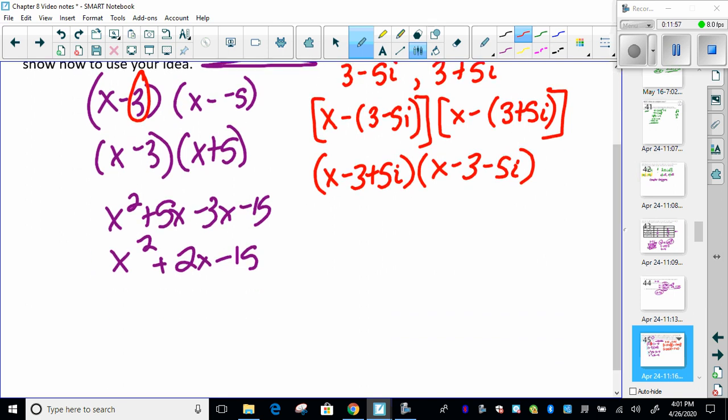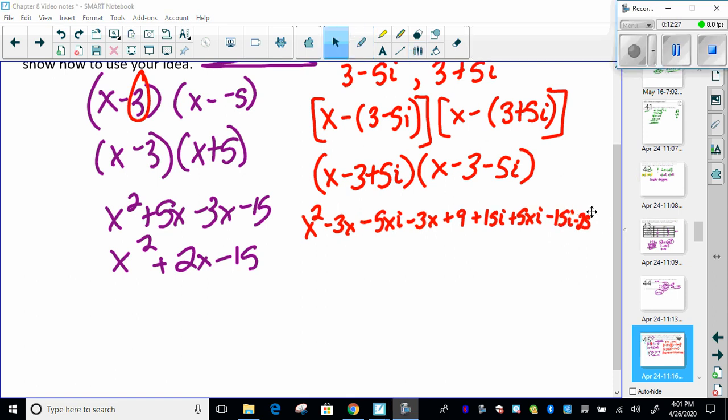And now if you want, go ahead and draw the area model if it makes it easier for you to expand. So x times x. Why don't you pause this and go ahead and do this and check your work. So x squared minus 3x minus 5xi minus 3x plus 9 plus 15i plus 5xi minus 15i and then minus 25i squared. I'm running out of room. Let's see. I should have 9. 3 times 3 is 9. Perfect. Okay. Now I just go through and simplify.